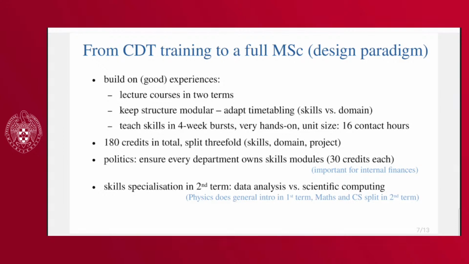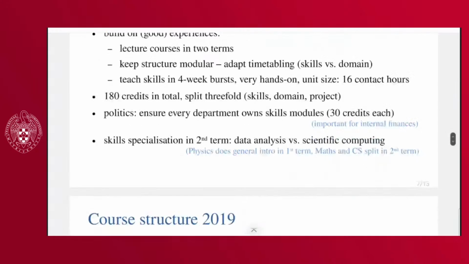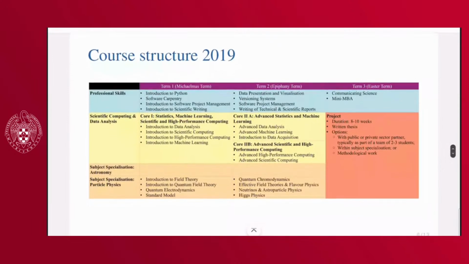In order to get maths and computer science fully on board, we offered a skill specialization in the second term. So something that we didn't have for the PhD training is something that we added now. And our students, after the first term lectures that pretty much remained the same and are delivered by physics, now make a decision for the second term, January to March, when they want to specialize rather in data analysis, delivered by maths, or in scientific computing, delivered by computer science. So that is pretty much the course structure that we had in 2019.